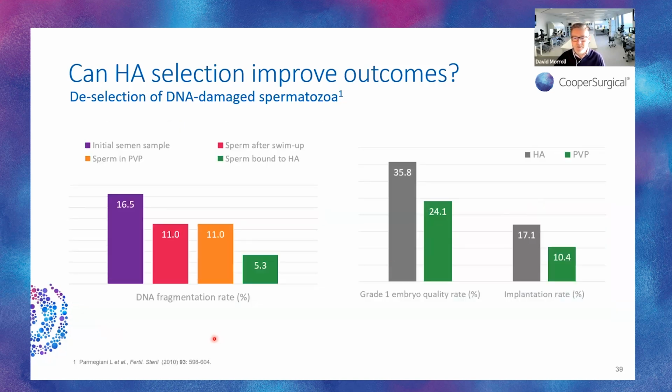This is the Lodo Parmigiani paper from 2010. This is different because it uses sperm slope, but we saw reduced chance of picking DNA damaged sperm, not as effective as the 1% or so in the PIXI dish. But even then, it produced better quality embryos. So the grade 1 embryo quality on day 3 was significantly higher.